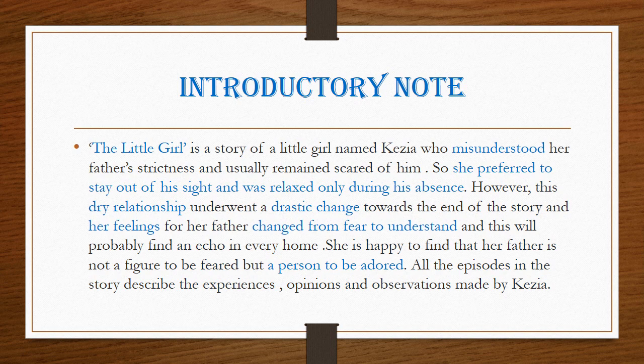And this will probably find an echo in every home. Every child can relate to Kezia's story very well. And towards the end, she is happy to find that her father is not a figure to be feared, but a person to be adored. All the episodes in the story describe the experiences, the opinions, and the observations made by Kezia. So let's find out what happened that made Kezia realize her father's love and warmth.